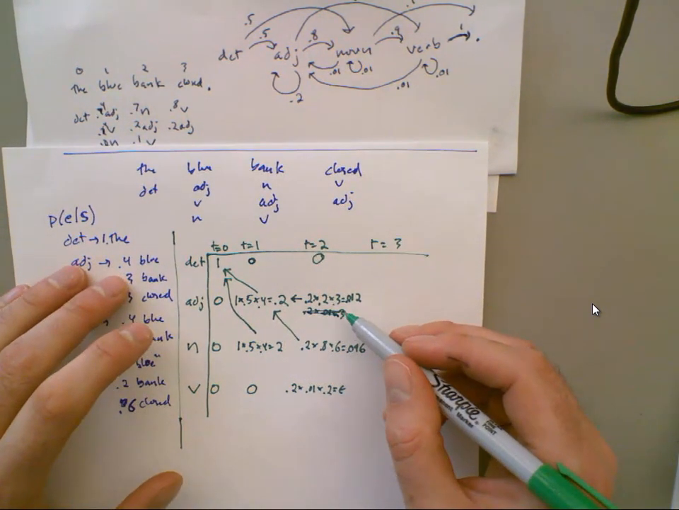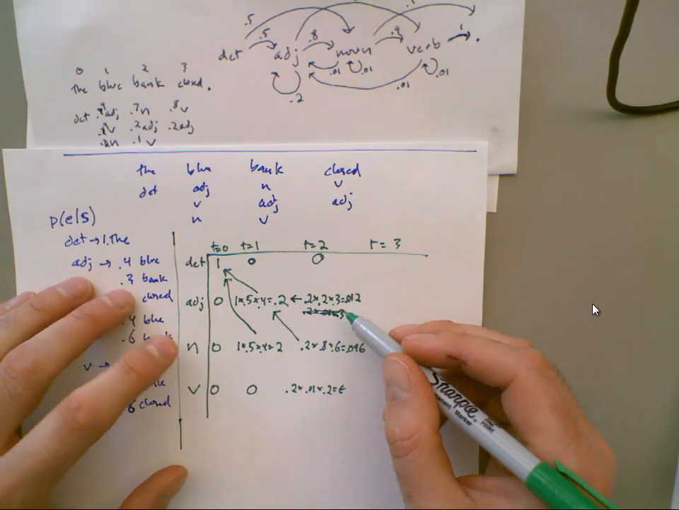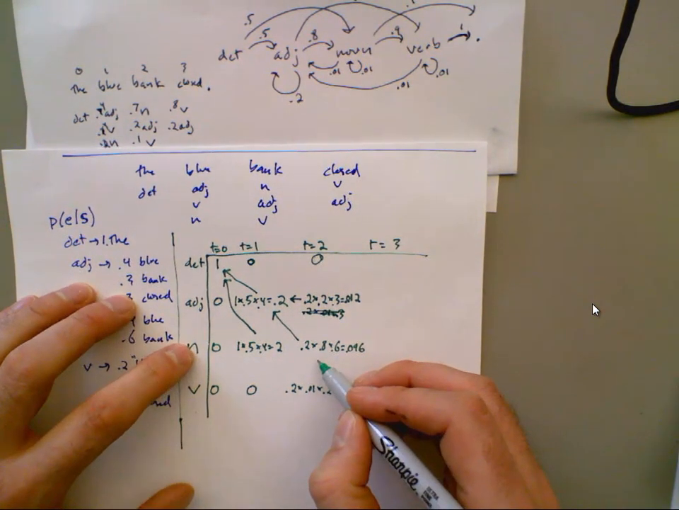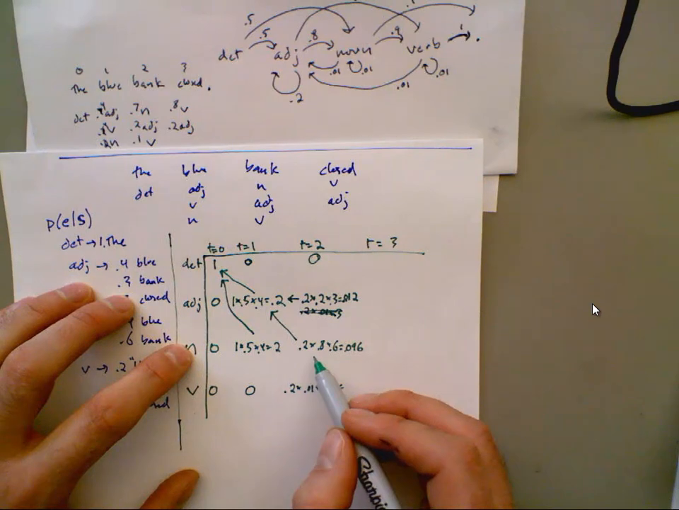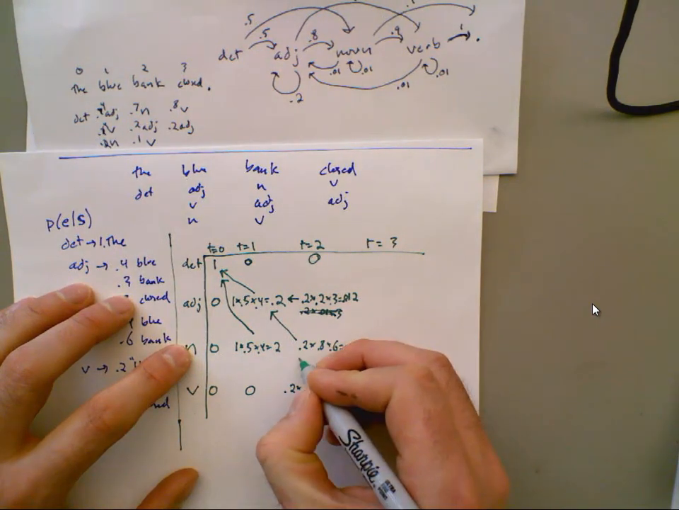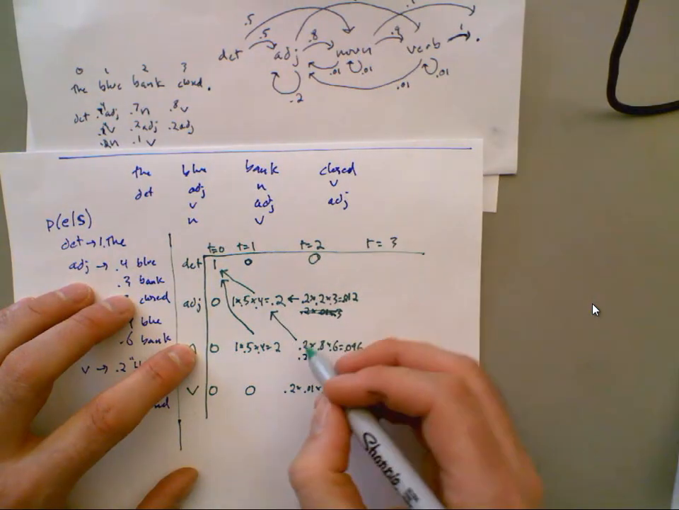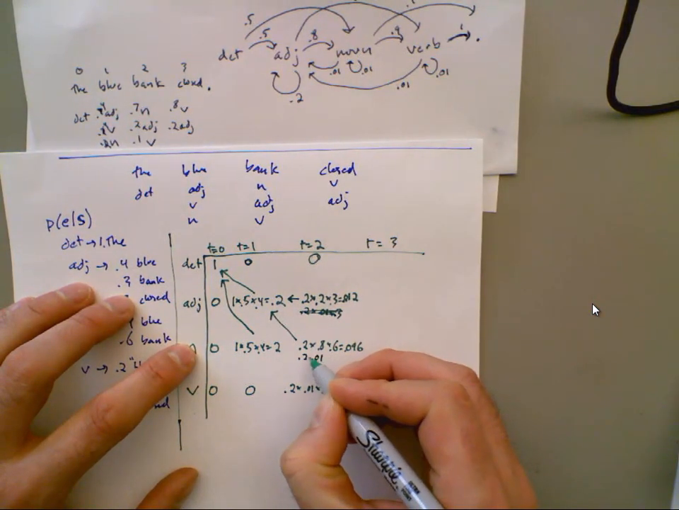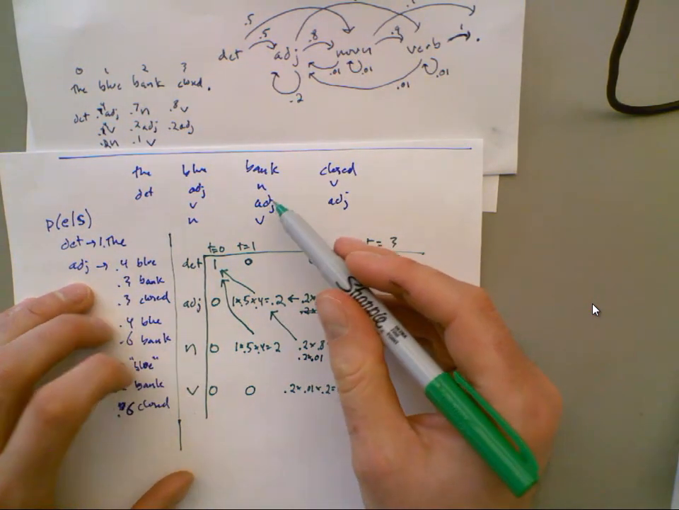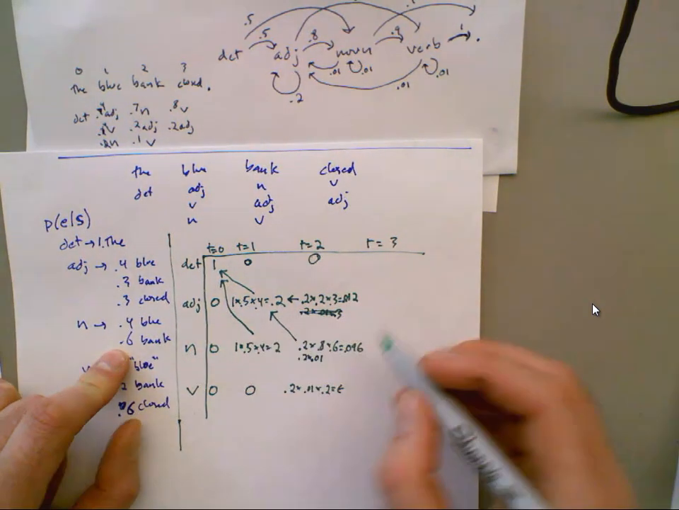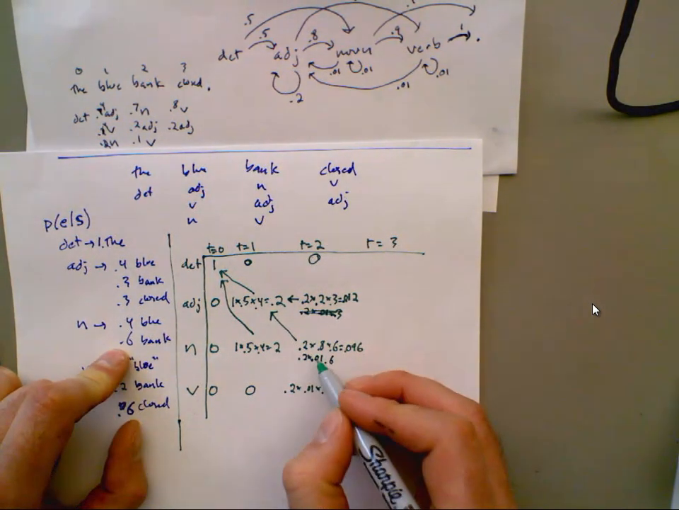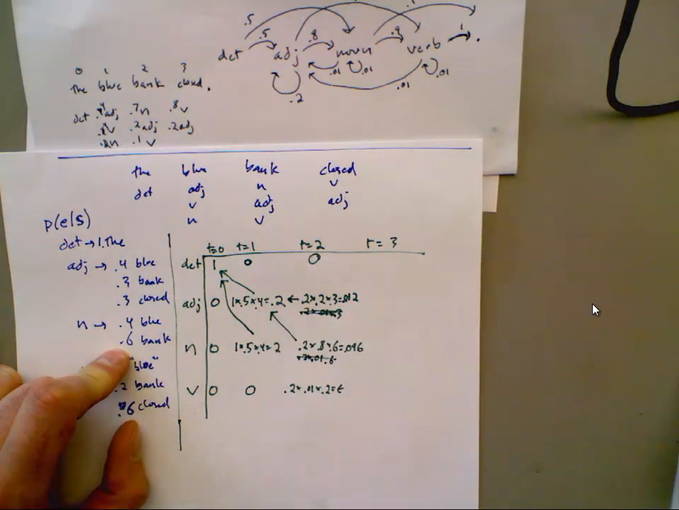Now we have to do this one here. So to get from noun to noun, it's 0.2 chance of being a noun. Noun to noun is 0.01, so I feel another loser coming on here. Bank, while we're a noun, is quite likely at 0.6, but still we lose out to this path here.